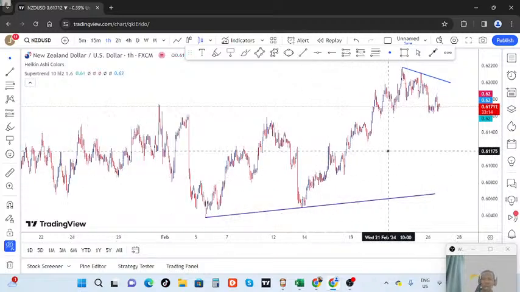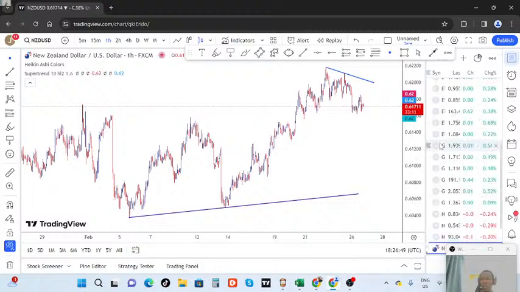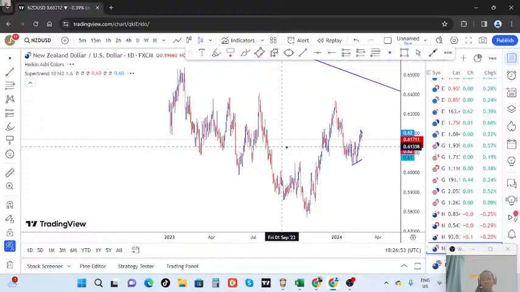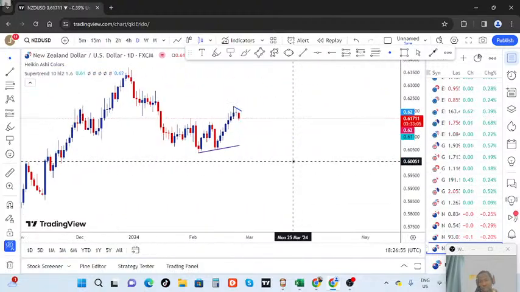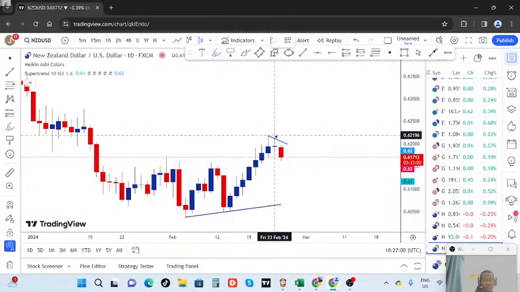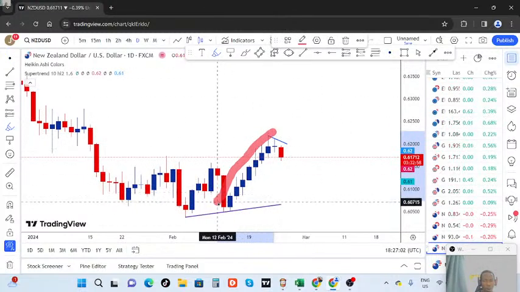So quickly, let's look at another currency pair. For example, we talked about going to the daily time frame, right? Yeah. So everything that I just showed you guys right now is just right here. Everything we talked about right now is just right here.